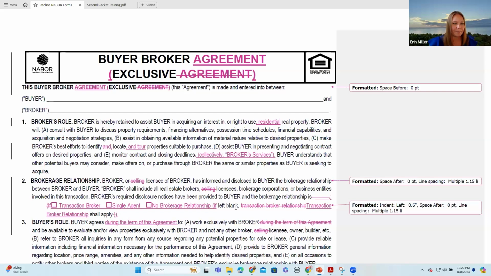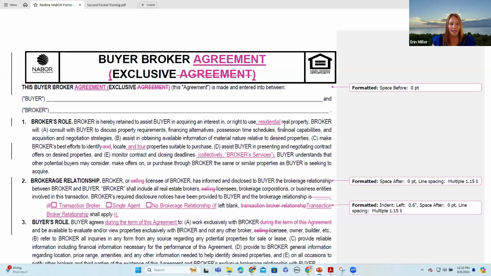This buyer-broker agreement is entered into between the buyer and the broker. Broker meaning brokerage firm name. Paragraph 1 indicates the broker's role, what the broker is going to be doing on behalf of the buyer, and it's with respect to the acquisition or right to use residential real property. So that is a change here. We've added residential real property.